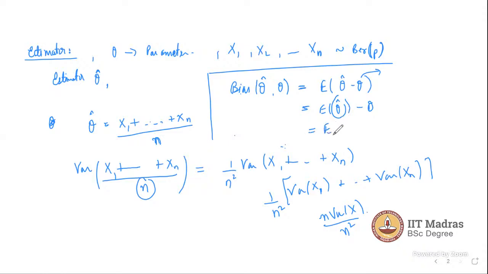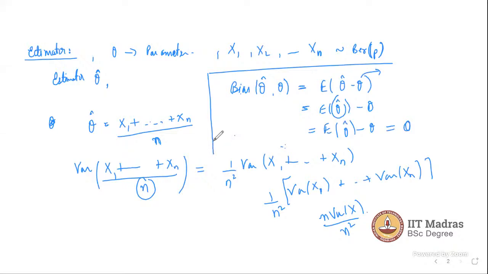The same way you can find the expected value of theta hat, and this is theta. So if the bias becomes 0, we say our estimator is unbiased. But if it is not 0, we say our estimator is biased.